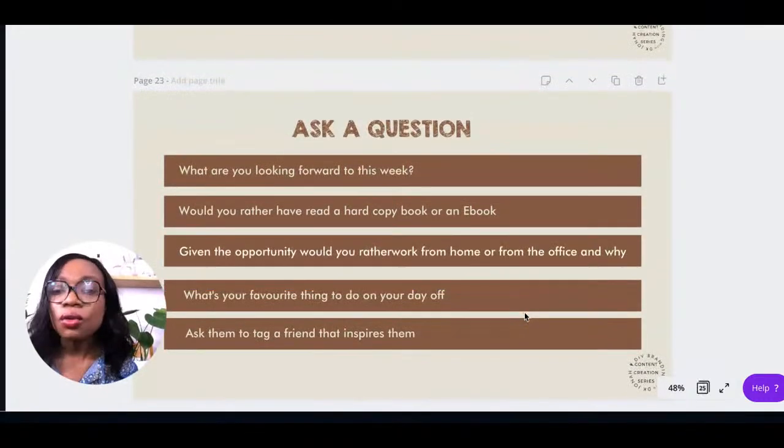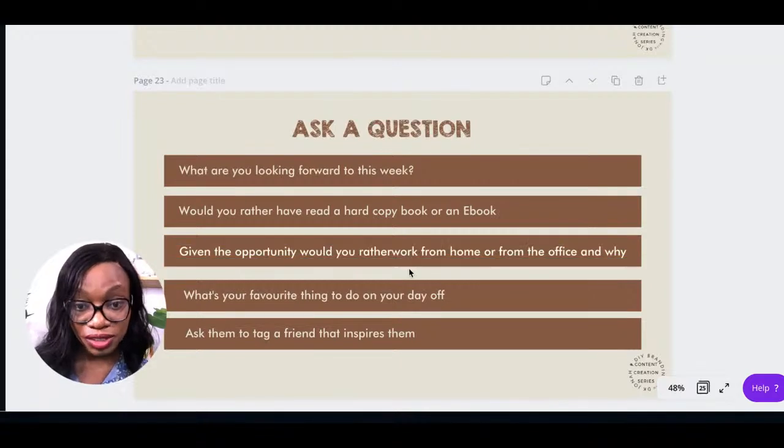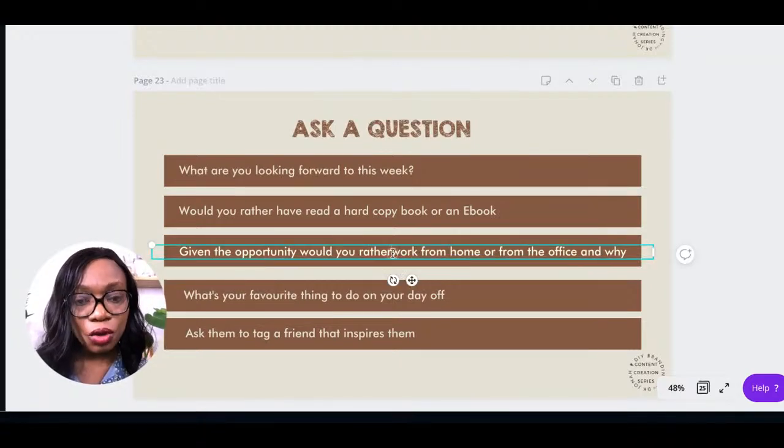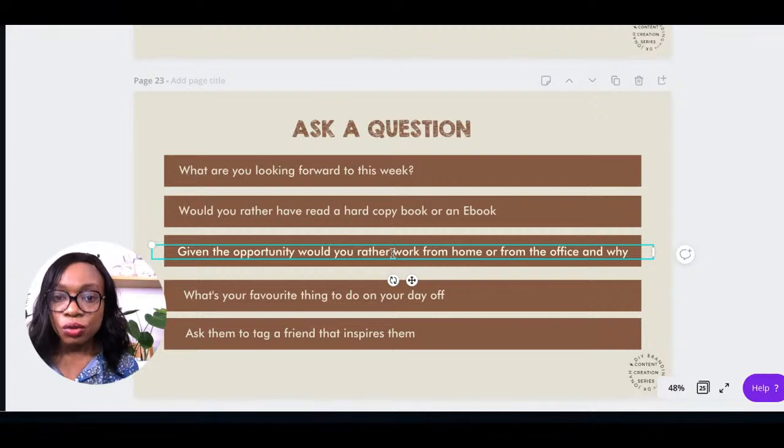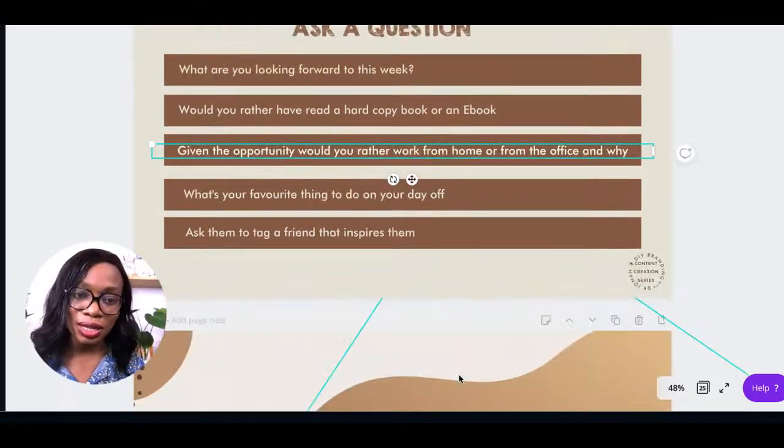Then ask a question. These are the type of questions you can ask. What are you looking forward to this week? Ask your audience. Would you rather have a hard copy book or an ebook? Ask your audience. Given the opportunity, will you rather work from home or from the office, and why? Because now most of us have worked from home for a while. So what will you rather do? Work from home or work from the office? What's your favorite thing to do on your day off?